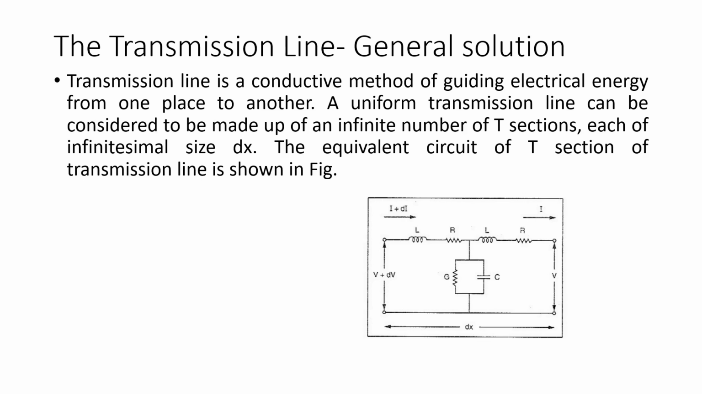And this T section has two ends. At one end the voltage and current are V and I. At the other end of the T section the voltage and current are V plus dV and I plus dI. The series impedance of the T section is Z, equal to R plus j omega L, and the shunt admittance is Y, equal to G plus j omega C. For the length dx, the series impedance is (R plus j omega L) into dx, and the admittance is (G plus j omega C) into dx.